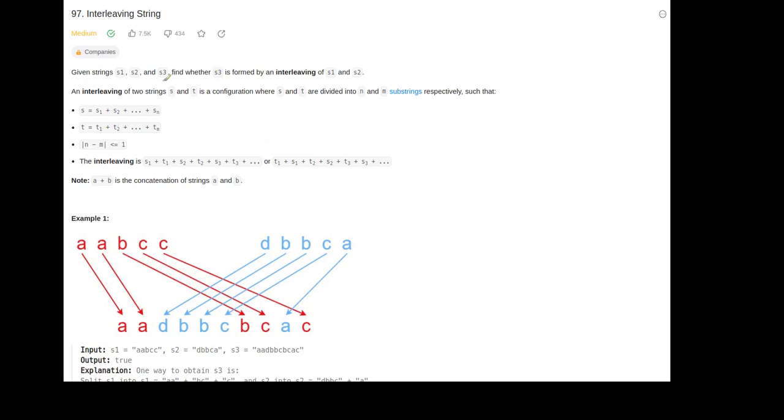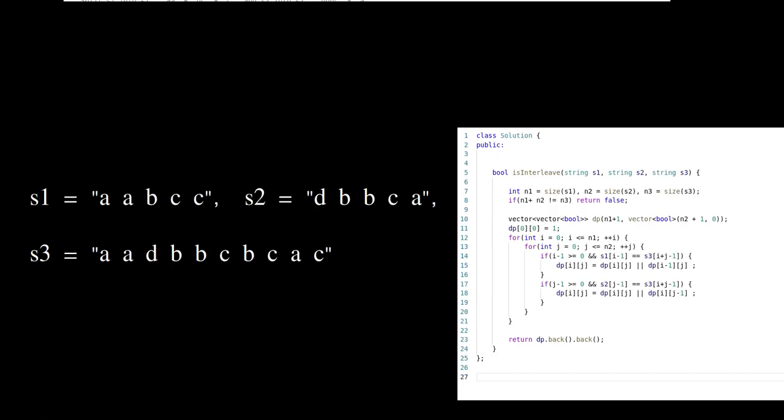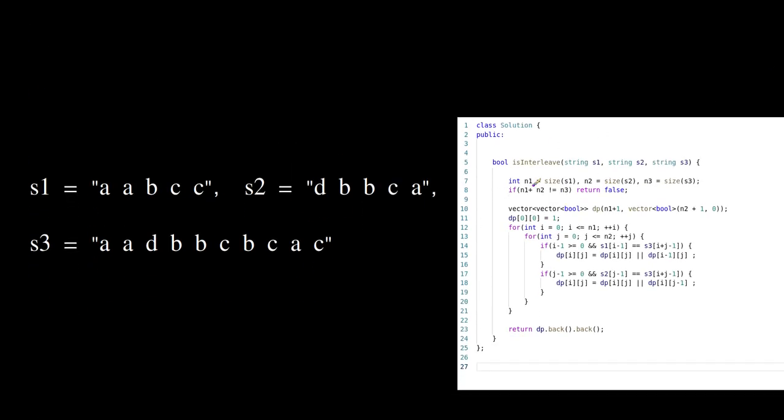Hi, this is the LeetCode question Interleaving String. n1 is the length of the first string, s1. n2 is the length of s2, and n3 is the length of s3. If n1 plus n2 doesn't equal n3, we return false directly.